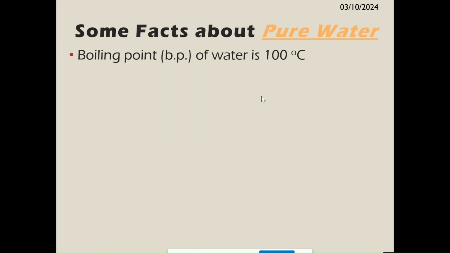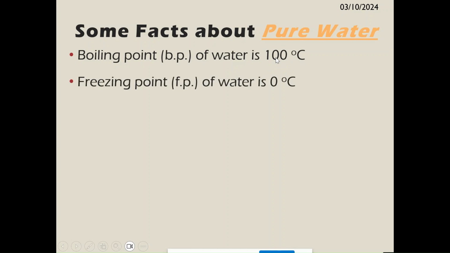So pure water, which is water that is just H2O without anything else, has a sharp boiling point at 100 degrees Celsius. Its freezing point is sharp too, and it is 0 degrees Celsius. So when the water reaches 100 degrees it starts to evaporate, and when the water reaches 0 degrees it starts to freeze.